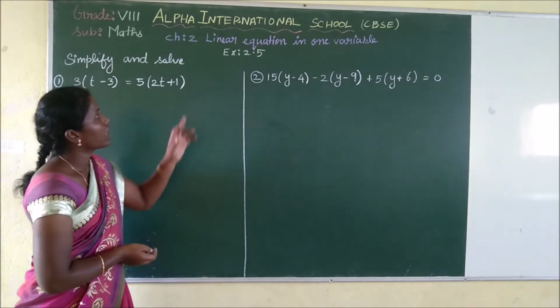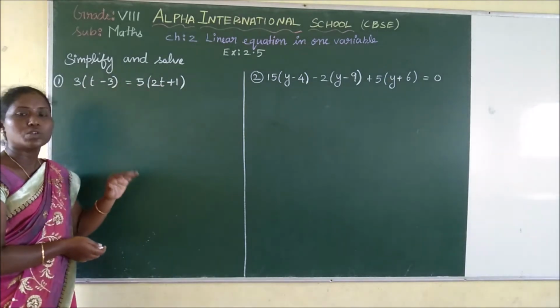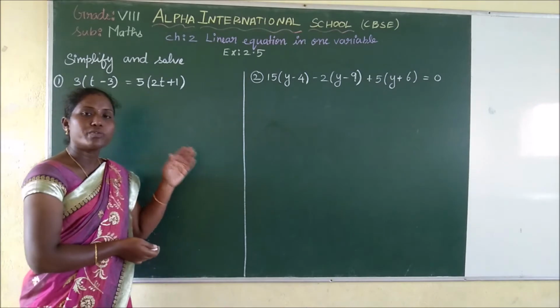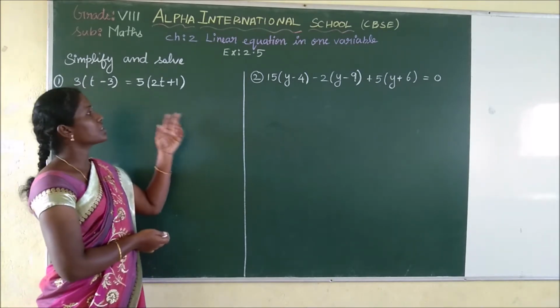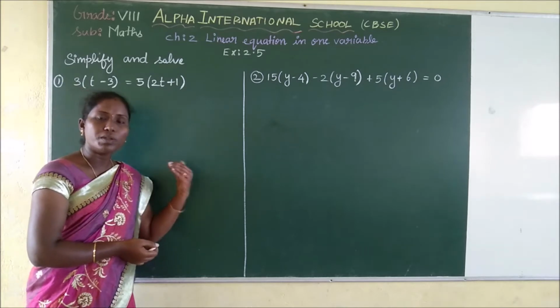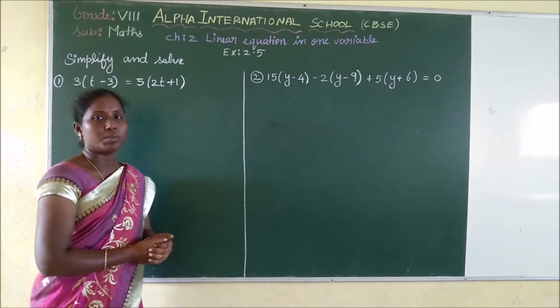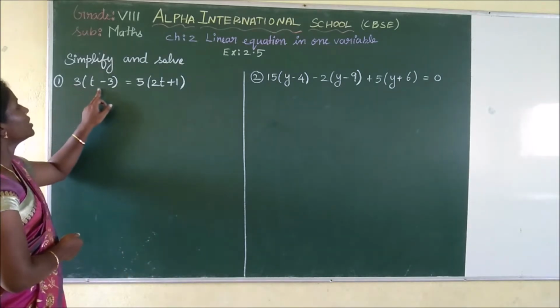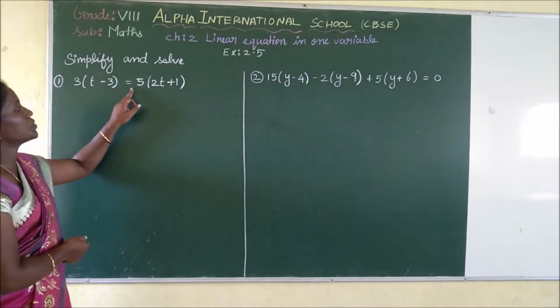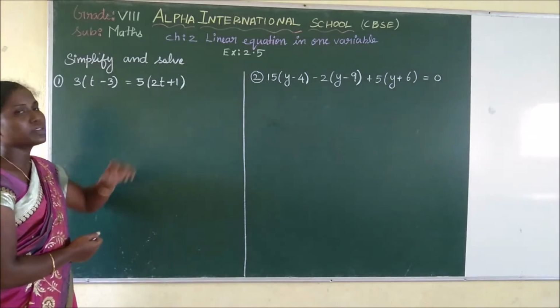See exercise 2.5. Simplify and solve. We have solved some problems in exercise 2.5 in our previous class. The same type only, but here the equation is given in a different form. We have to simplify the equation and solve and find the value of the variable. See how. The first problem: 3 into (t minus 3) is equal to 5 into (2t plus 1). The equation is given in this form.